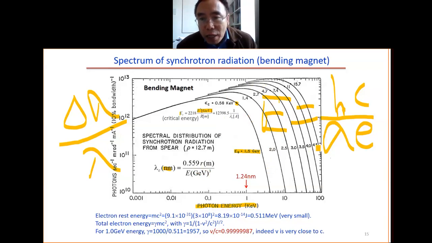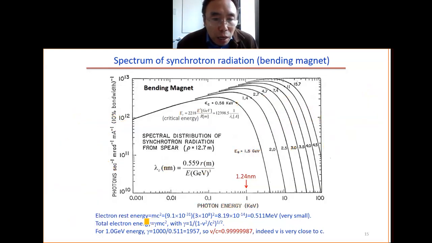So with higher electron energy, you can get to higher X-ray energy. For the one in the Canadian Light Source, I believe it is 3 giga electron volt. Now let's look at how fast electrons move in the circular ring for synchrotron radiation. We have said that electrons move at a speed very close to the speed of light. Now we want to know how close the movement is to the speed of light.